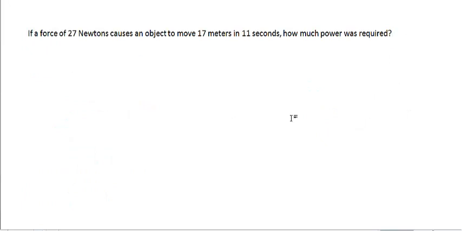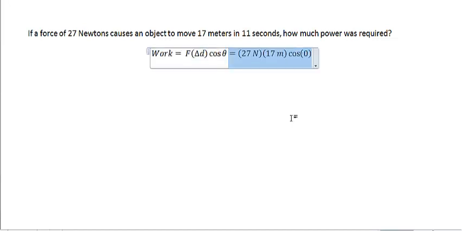This one says, if a force of 27 newtons causes an object to move 17 meters in 11 seconds, how much power was required? Well, power is just the rate at which you do work. Total work divided by total time taken. So we'll have to calculate the work. Let's do that first. Work is force times the displacement caused by the force times the cosine of the angle between the two.